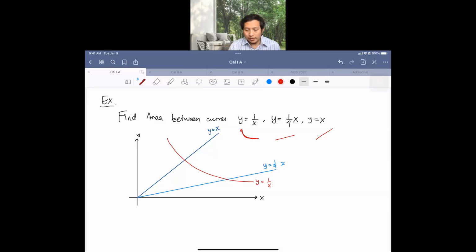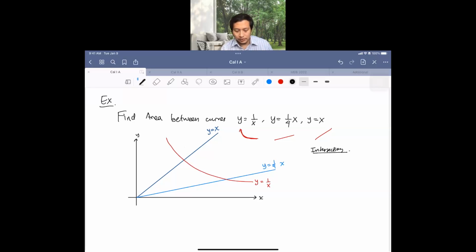So perhaps we can start with finding the intersections, this intersection and this intersection, right? So first we can find the intersection. Let me write intersection. So first finding the intersection for 1 over x is equal to x. Or we can say that we will have x squared equal 1. So x will be plus minus 1. Or in this case, we are having precisely x is 1, 1 here. Okay. Now the other will be 1 over 4x equal 1 over x.